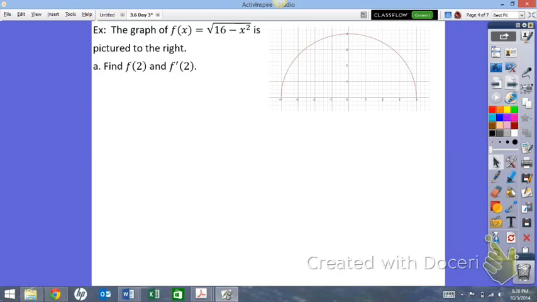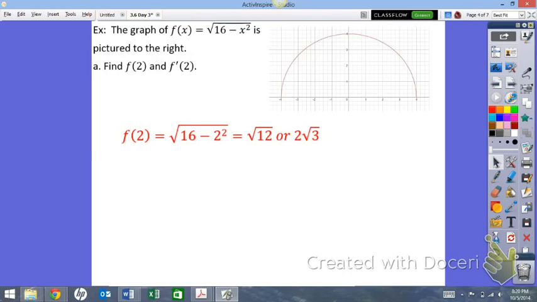So f of 2 is just the defined function value, right, at 2. So to get f of 2, we're just going to plug directly into the equation. f of 2 will equal the square root of 16 minus 2 squared. That's the square root of 16 minus 4, which is the square root of 12, or 2 radical 3. So that's just the y value, right? When x is 2, y is 2 radical 3.